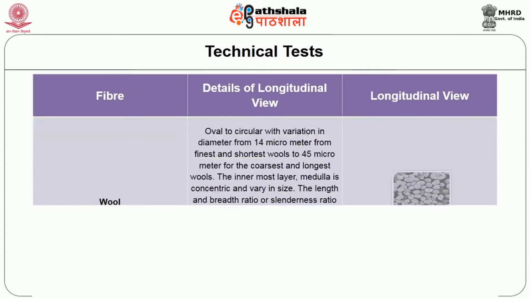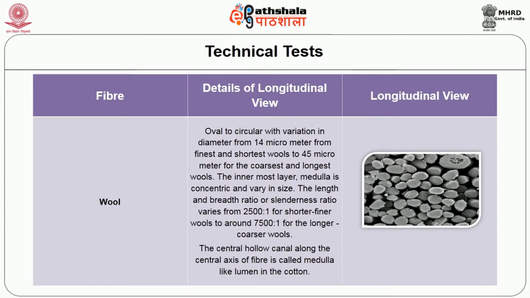Regarding wool, the cross-section varies from oval to circular with variation in diameter from 14 micrometer for finest and shortest wools to 45 micrometer for the coarsest and longest wools. The innermost layer is called medulla. It is concentric and varies in size. The length and breadth ratio or slenderness ratio varies from 2500:1 for shorter, finer wools to around 7500:1 for longer, coarser wools. The central hollow canal along the central axis of the fiber is called medulla. It is like a lumen in the cotton.